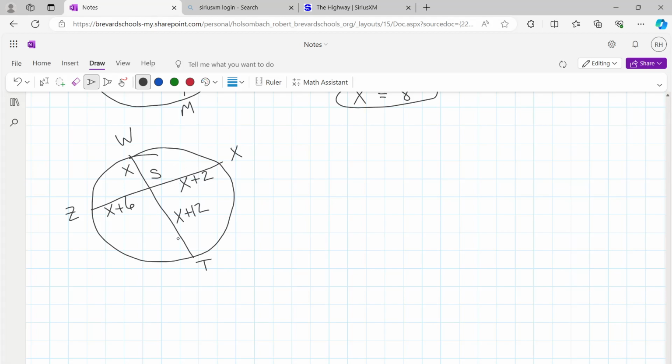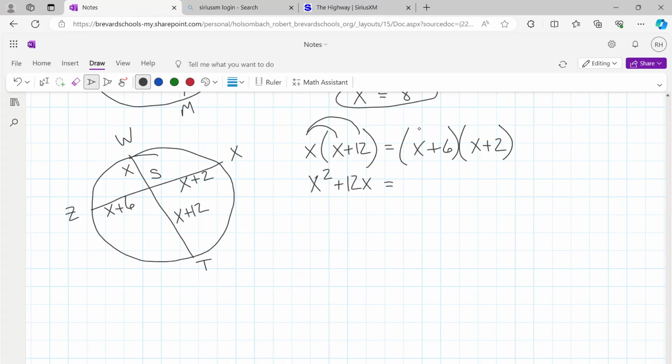So again, the products of the pieces of each chord, the products of the segments, are equal. So our first product is going to be x times x plus 12, and that's going to be equal to x plus 6 times x plus 2. We're going to distribute on the left, so we get x squared plus 12x.